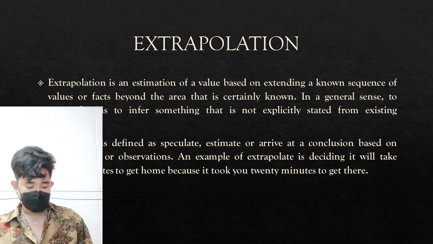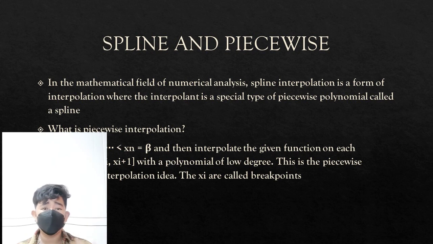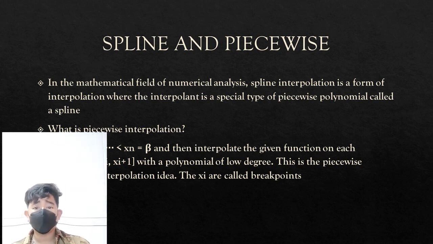Now let's talk about splines and piecewise interpolation. In the mathematical field of numerical analysis, spline interpolation is a form of interpolation where the interpolant is a special type of piecewise polynomial called a spline. What is piecewise interpolation? It interpolates the given function on its subintervals with polynomials of low degree, which is the piecewise polynomial interpolation idea. The xi are called the breakpoints.